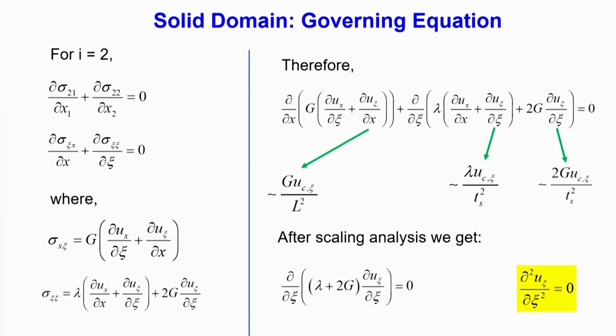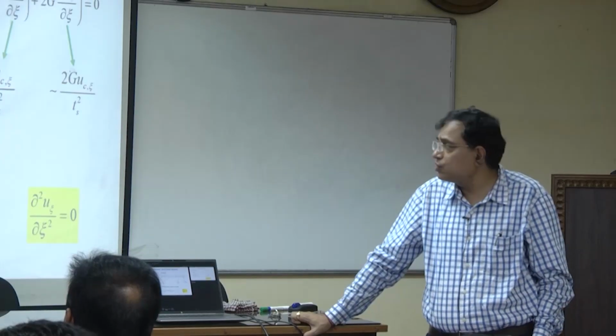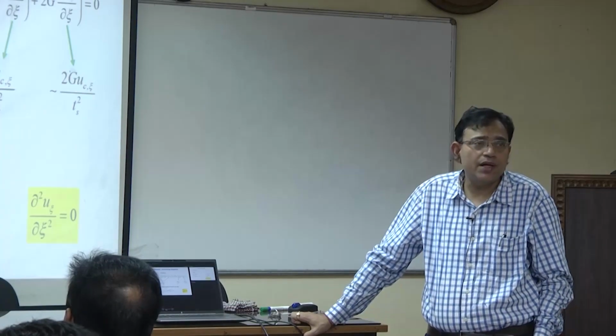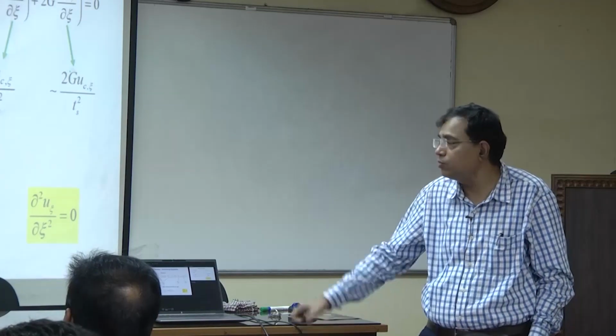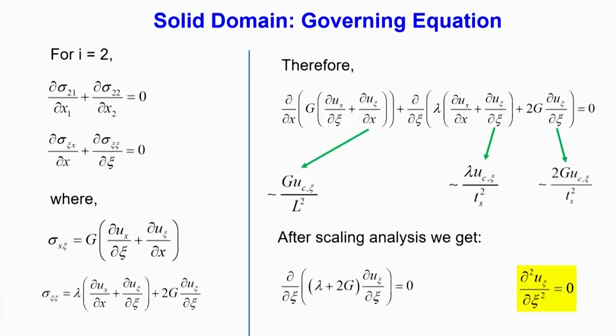So, you have sigma x zeta, this is the shear. The shear stress will not be dependent on volume change. So, that is why that volume term is not there, whereas sigma zeta zeta is the normal stress, and that is where the volume change will be important, that is why the volume change is there.